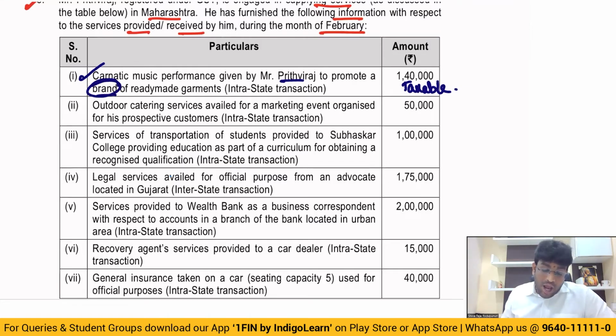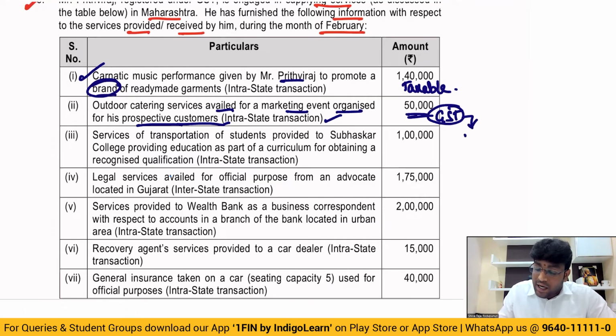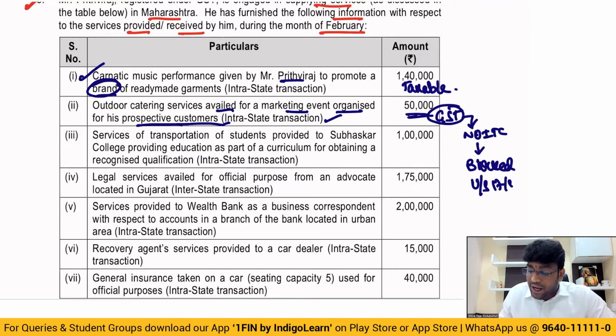Next point. Outdoor catering services availed. That means we have taken the service for a marketing event organized for his prospective customers, intrastate 50,000, and we know that whatever GST we pay on this, we can't claim input tax credit. The reason is this credit is blocked under section 17(5) clause B. I'm sure we all know this point already, my dear friends. Everybody, yes or no? Come on, please speak out. Outdoor catering service, whatever GST we pay, we can't claim it as input tax credit.